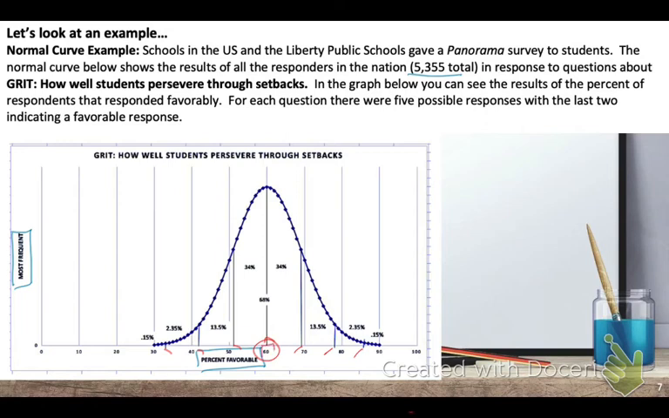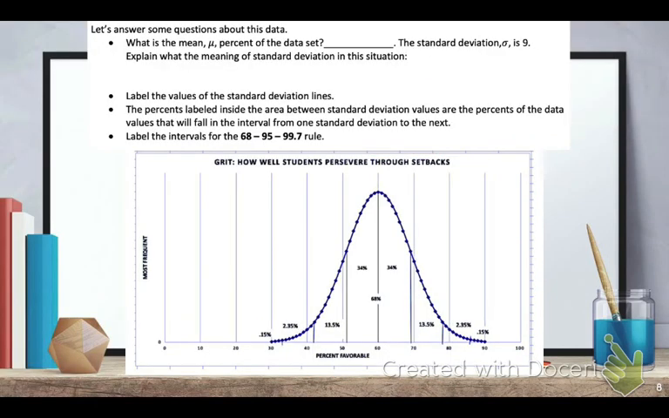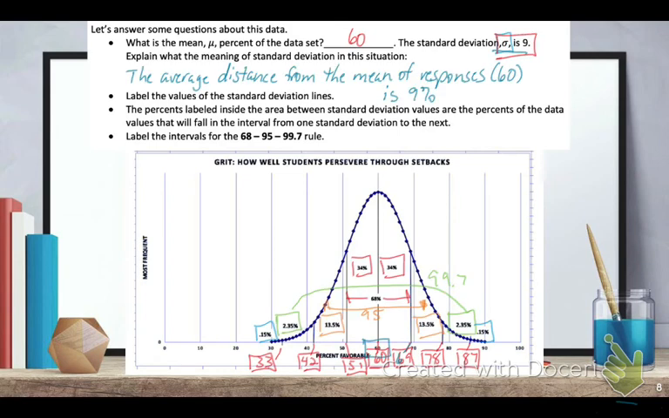So let's look a little further at this graph, and then we're going to answer some questions about it. So what is the mean percent of this data set? It is 60%. And I'm telling you that the standard deviation, sigma, the average distance from the mean, is 9. So to explain this, we would say that the average distance from the mean of responses, 60, is 9 percentage points.